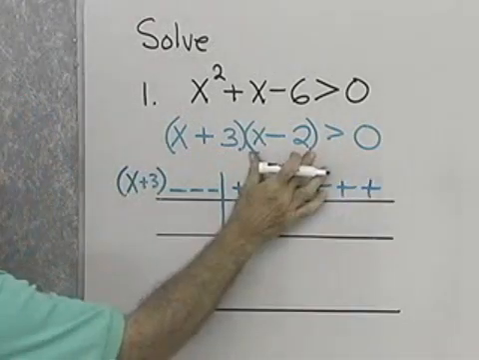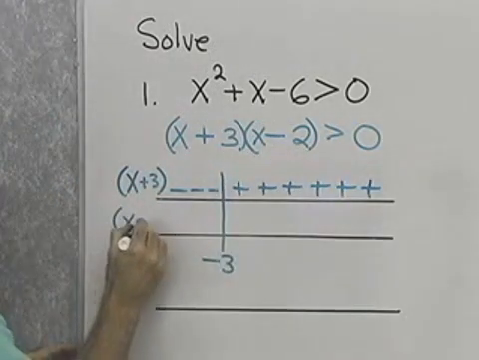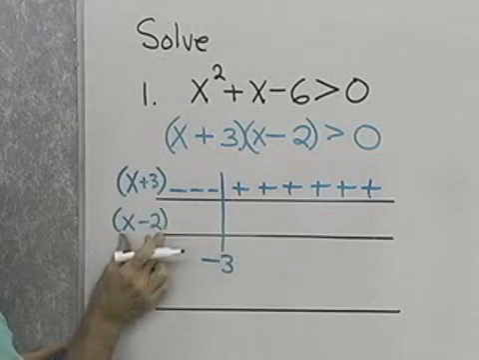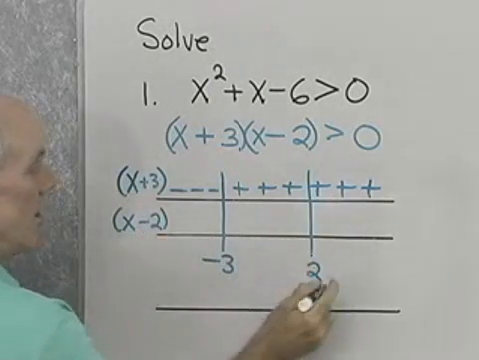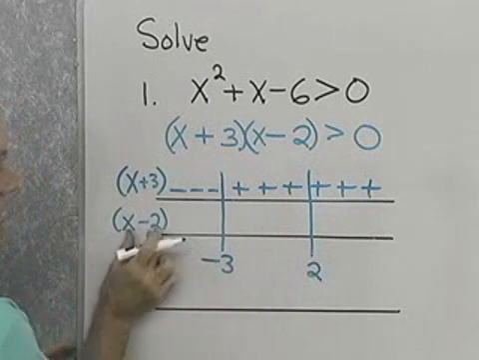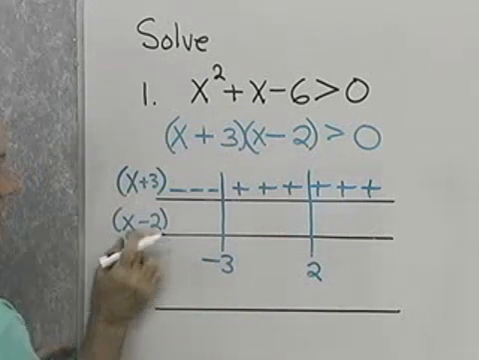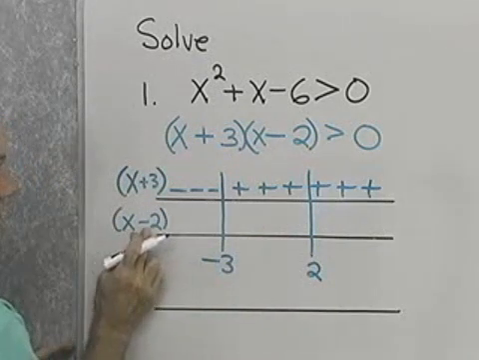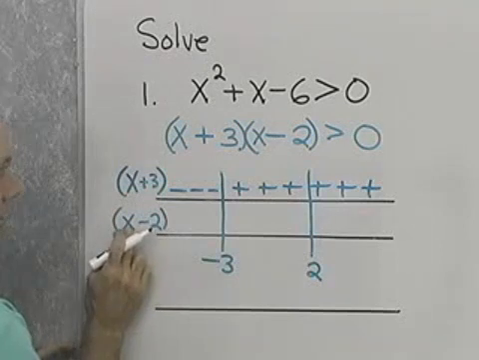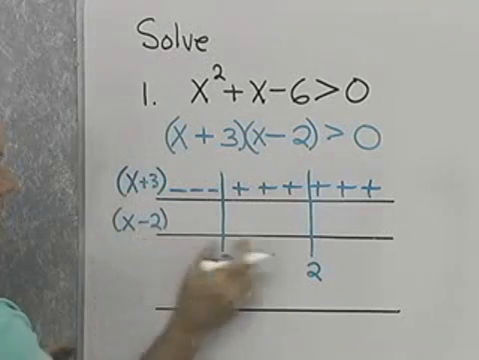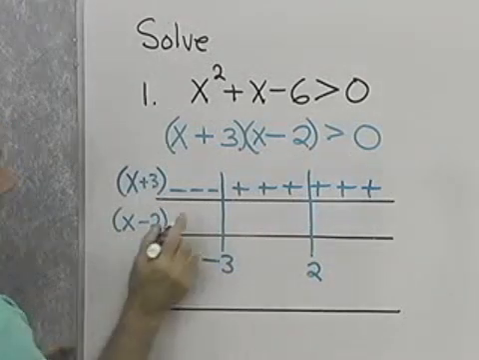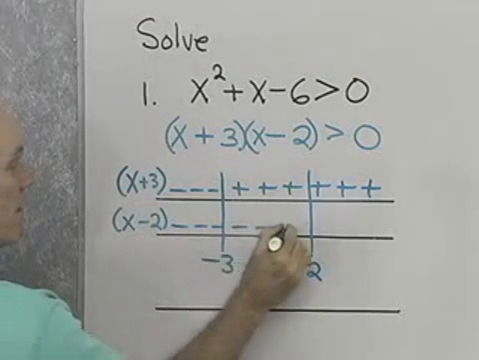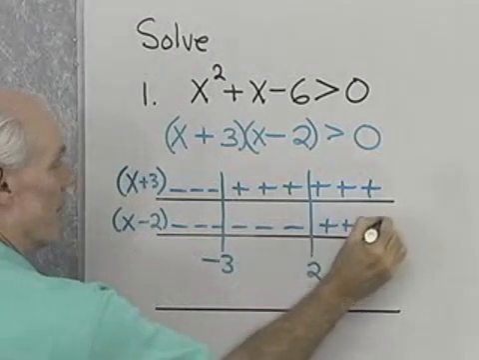Next, I'm going to look at my factor x minus 2, and I'm going to do the same thing. Where is x minus 2 zero? Well, x minus 2 is 0 when x is equal to 2. Let's put that up here. For all numbers below 2, x minus 2 is going to be negative. For instance, 0 minus 2 is negative 2. Negative 3 minus 2 is negative 5. So for all the numbers down here, when I substitute them into this factor, I end up with a negative number. So negative down there, positive up there.